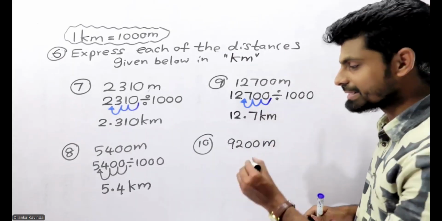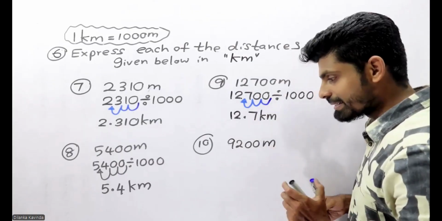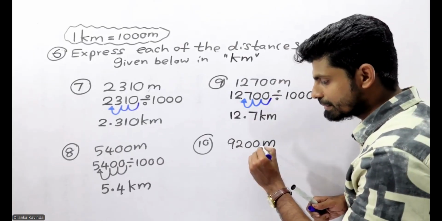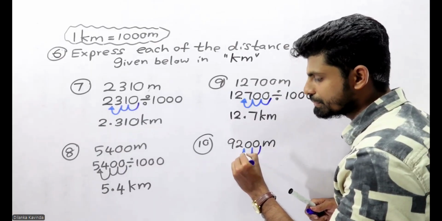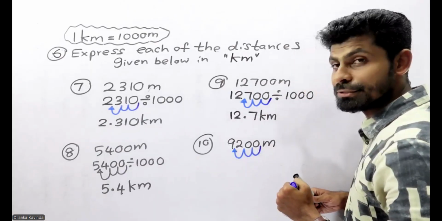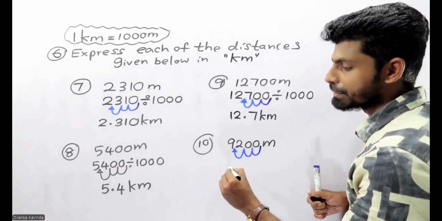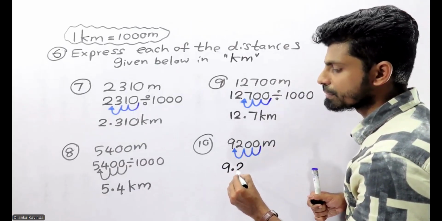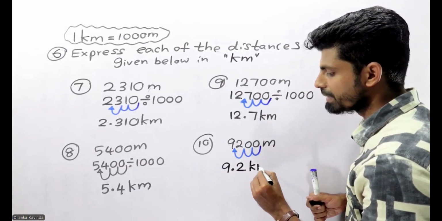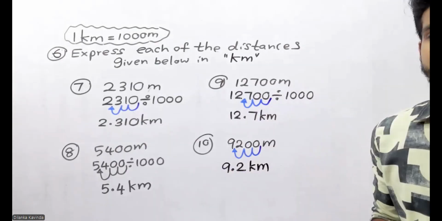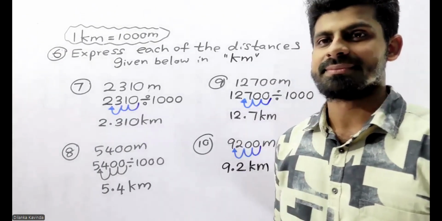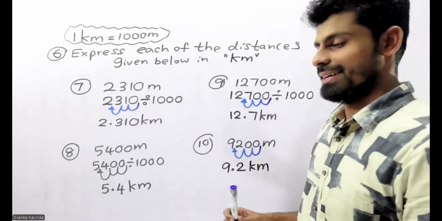Question number 10. So that means 1, 2, 3 decimal places to the left. So that means 9.2 kilometers. 9.2 kilometers. Okay. Right.